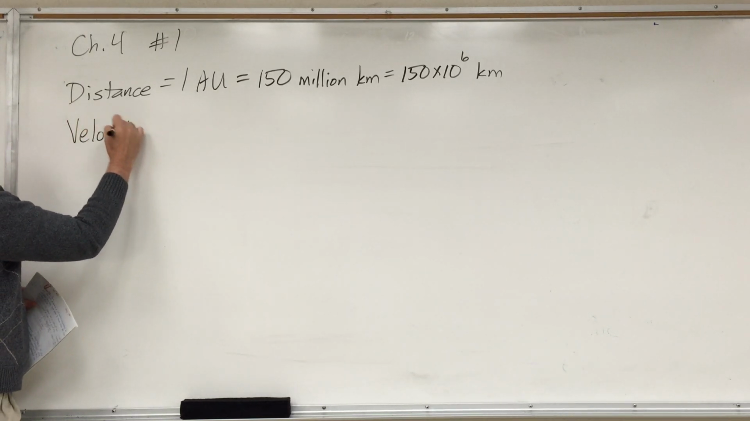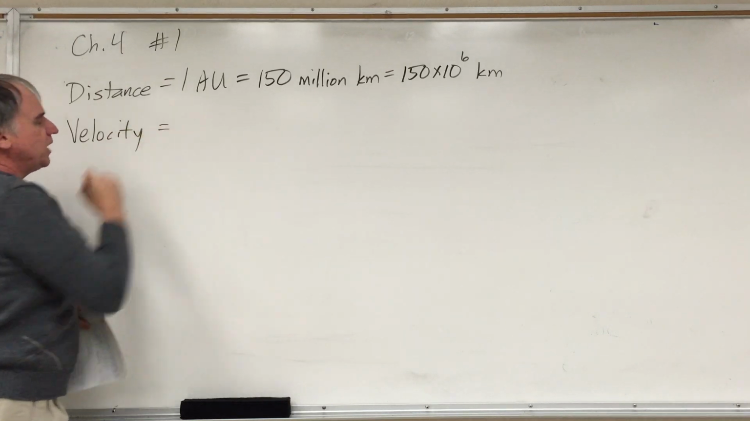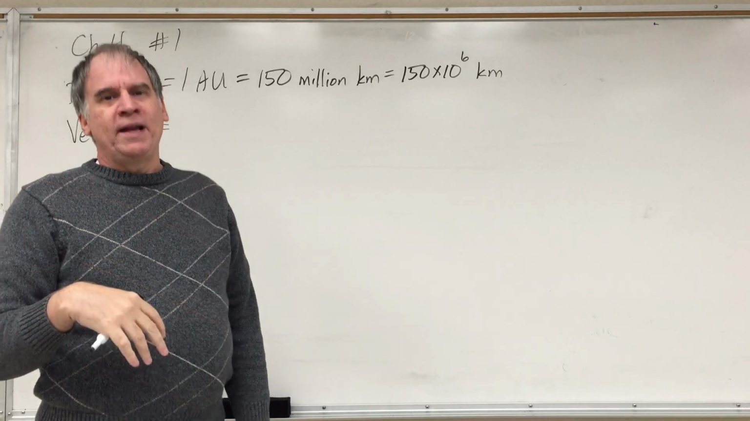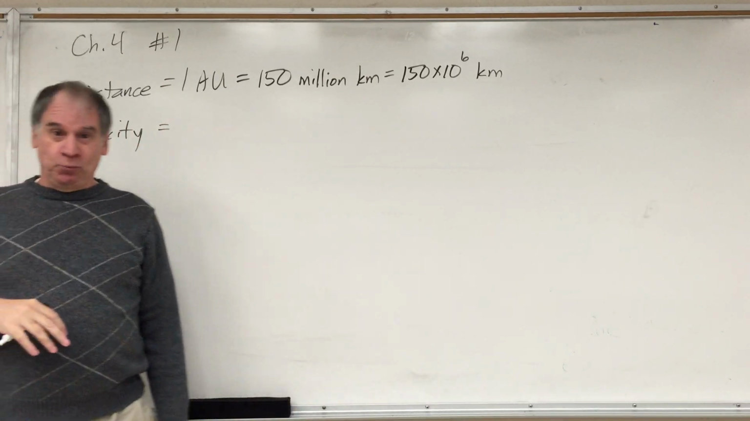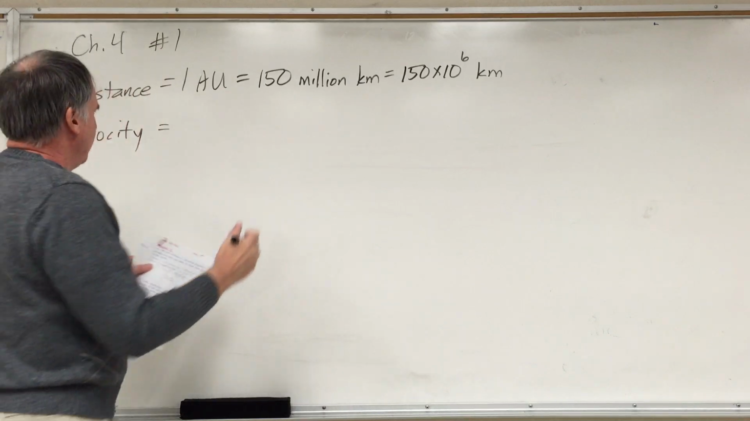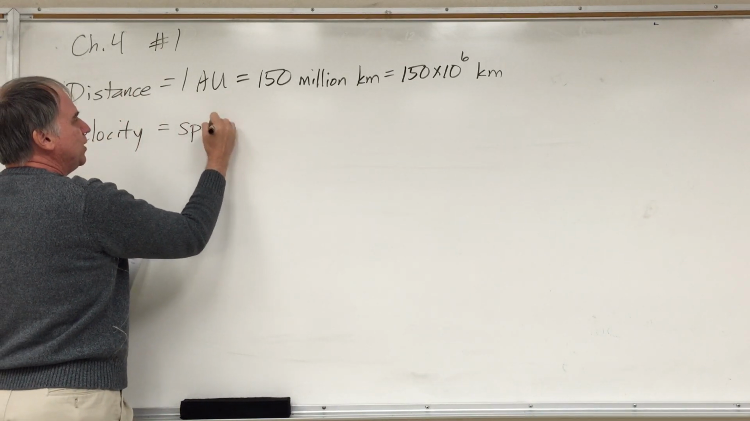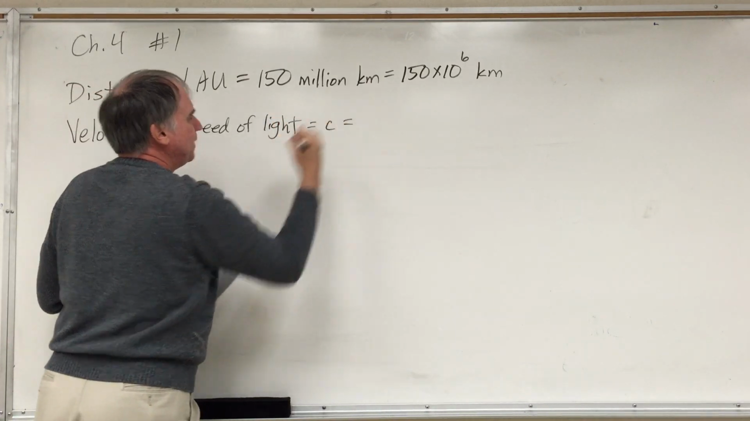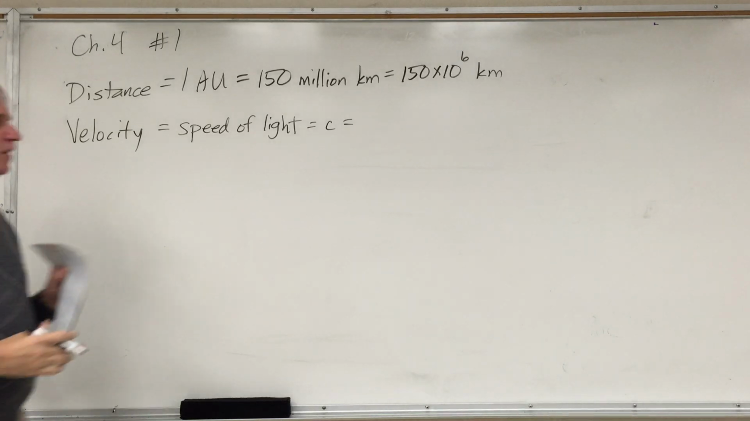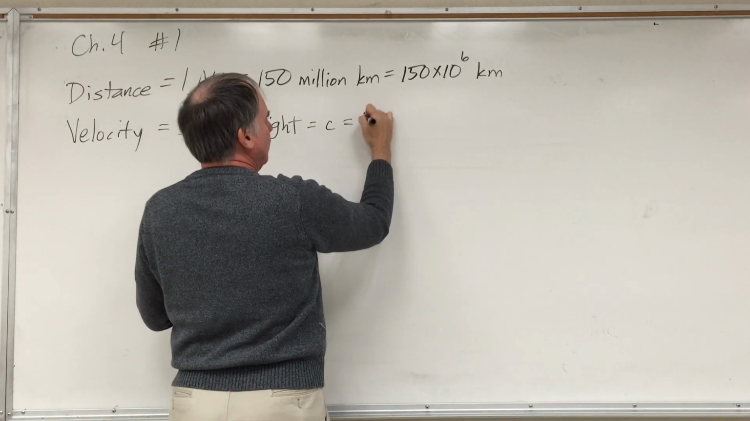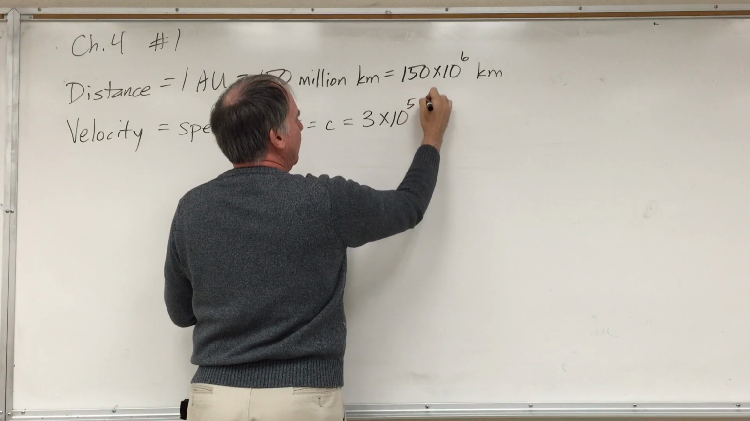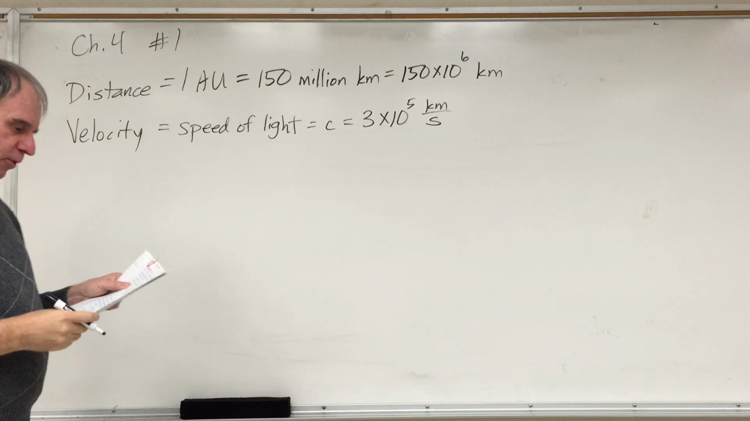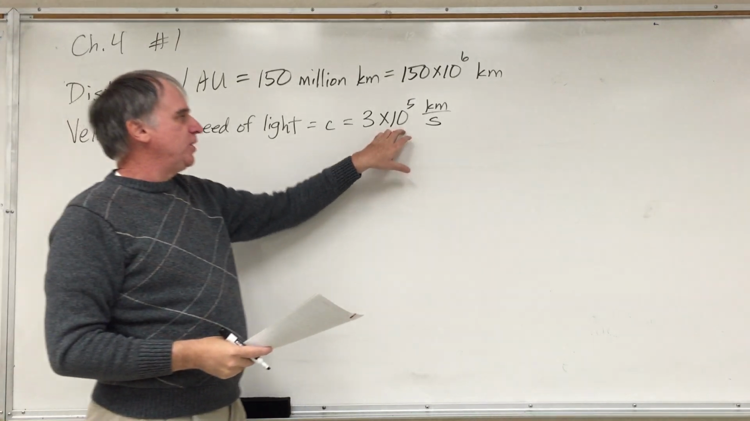A velocity, because we know it's light traveling from the sun to the earth, light has a particular speed it travels. We call it the speed of light. So we use the speed of light here. Sometimes you'll see the speed of light denoted with a lowercase c. It's 3 times 10 to the 5 kilometers per second, 300,000 kilometers per second, which I looked up in the textbook.